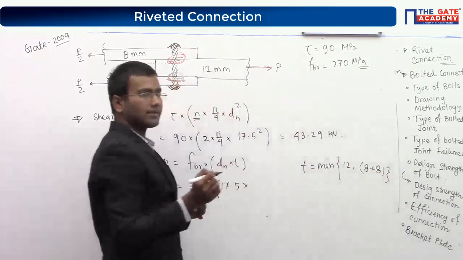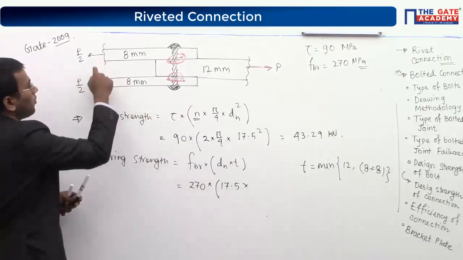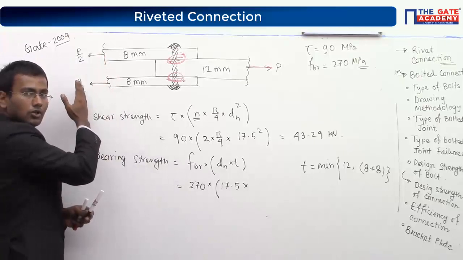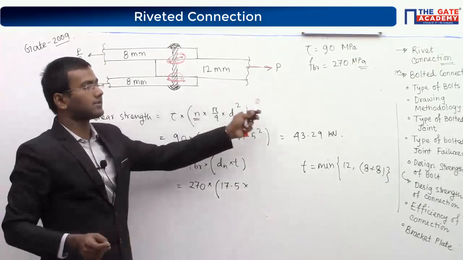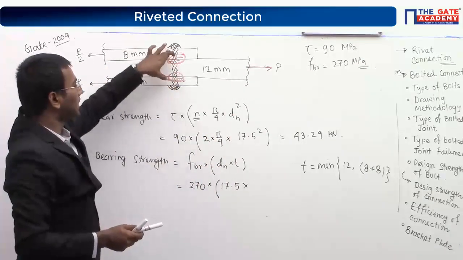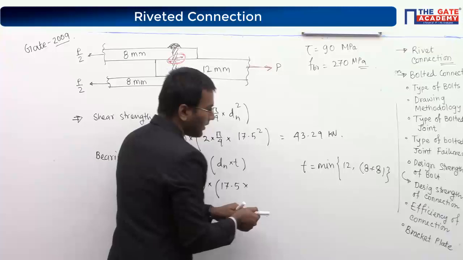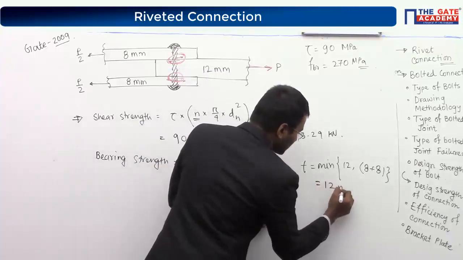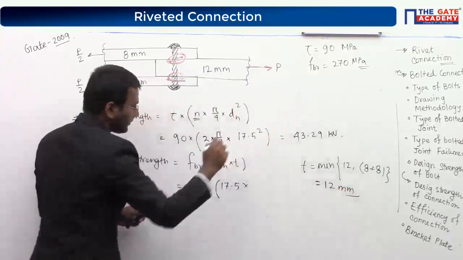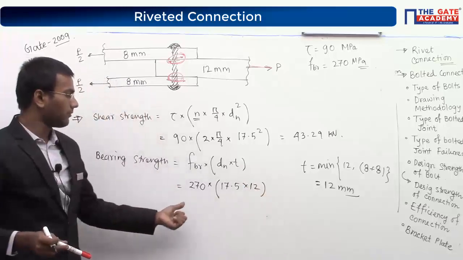Why sir 8 plus 8? Because here these two loads are acting in the same direction. So that's why equilibrium condition is satisfied, and that's why bearing should occur on this plate and this plate together, right? So T will be here 12 mm, not 16, not 8. So it will be 12. You can find out the answer. Somebody, what is the answer?